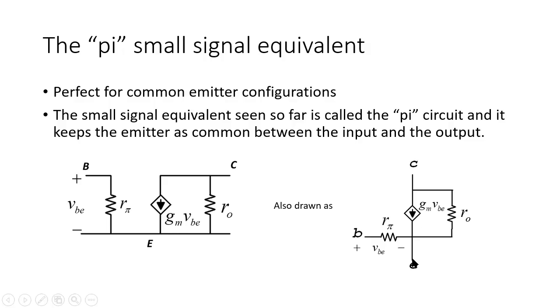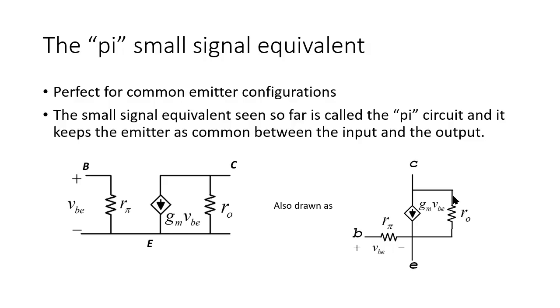Observe, the emitter is at the bottom, the base is on the right, and it's separated from the emitter by that resistor R pi, same as before. The voltage VBE, lowercase, that is an AC signal, is between the base and the emitter. That hasn't changed. And then between the collector and the emitter we have the same two branches, this source and this resistor. It is the same circuit drawn slightly differently.